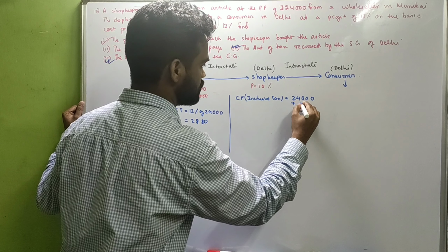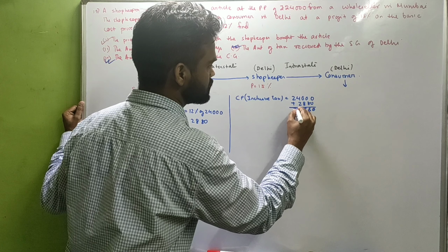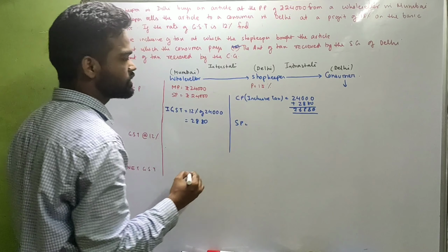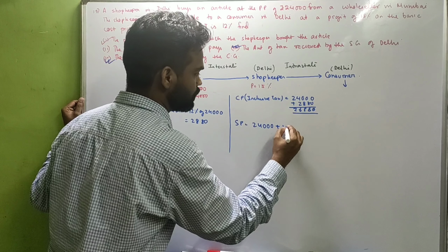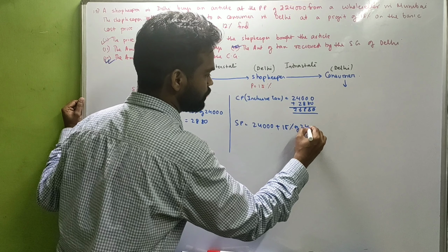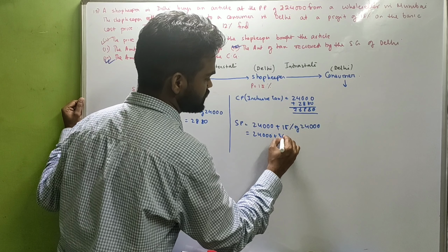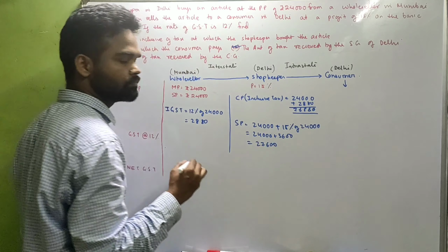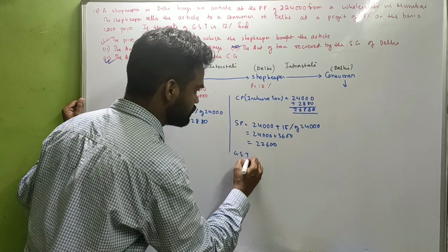2,4,000 plus 2,880, that's 26,880. Done. Now the selling price over here. The selling price is the basic cost price plus 15% profit on the basic cost price they have told. That's 24,000 plus 3,600. That's how much? 27,600. Am I clear?